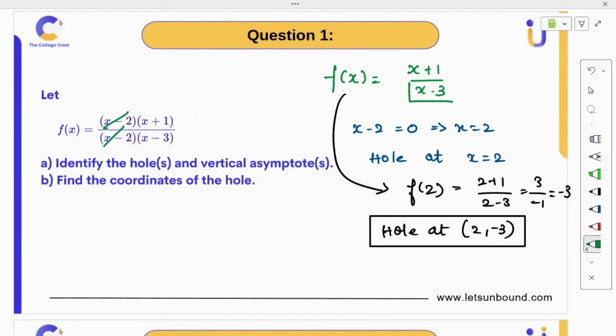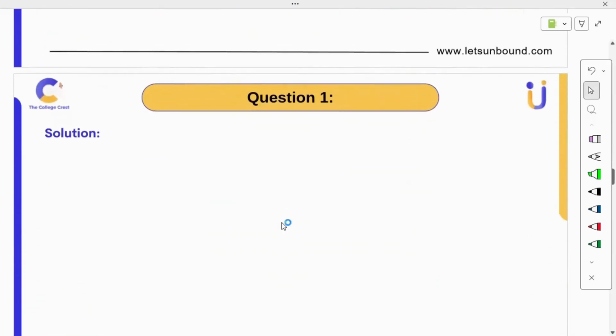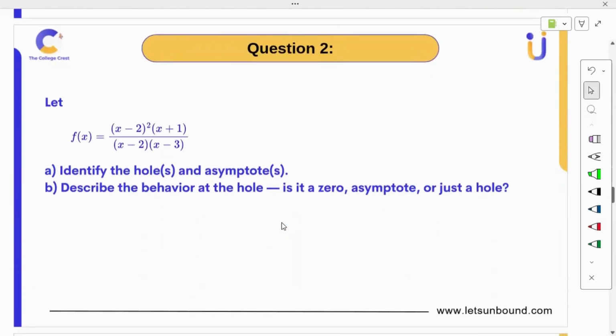In the simplified version, what is left in the denominator? Set that to 0. So vertical asymptote is x is equal to 3. That's simple. We find the holes, the coordinate of the hole, and also the vertical asymptote. One hole and one vertical asymptote. Right? Now moving to question 2.